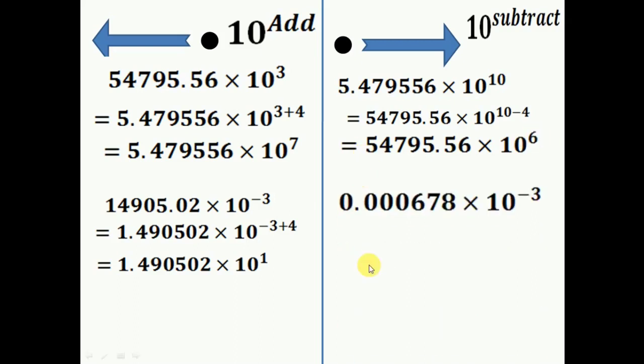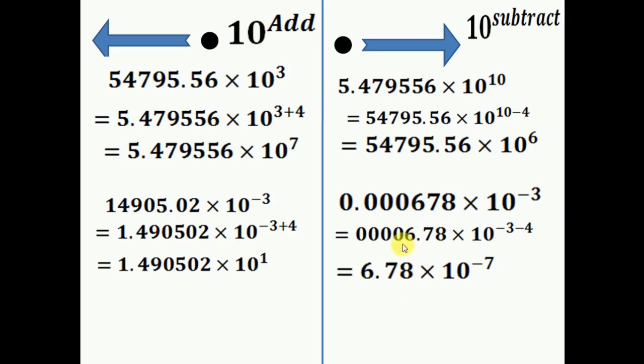So again, another example. I'm shifting the decimal point from here to here. So how many places? 1 2 3 4. So I'll just subtract 4. There's already minus 3 out here, so minus 3 minus 4 will get added, and you'll get 6.78, because all this is 0, no need to write, into 10 to the power minus 3 minus 4, which is minus 7. So this is how we shift the decimal point.